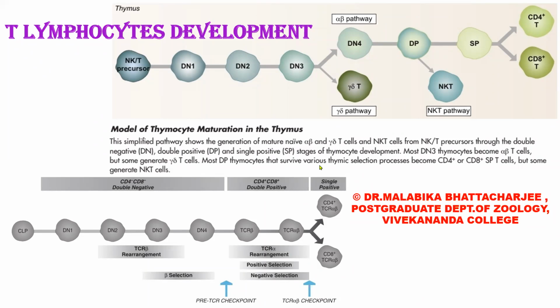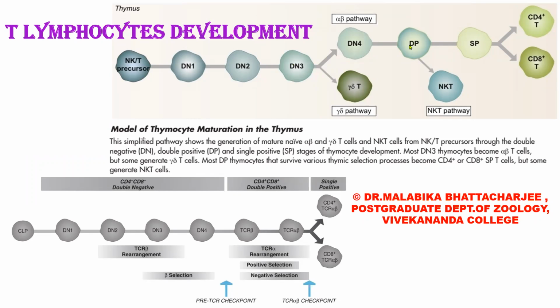So you can see the pathway where the gamma delta T cells come out and the point where the natural killer T cells come out. From the double negative 3 stage, when the cell moves to the double negative 4 stage, it is during this transition that the gamma delta T cell branches out. So this is the normal alpha beta pathway.